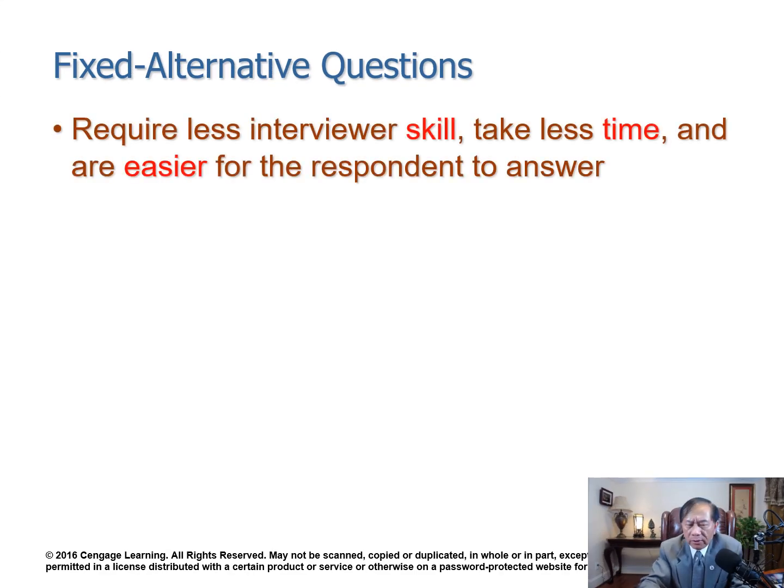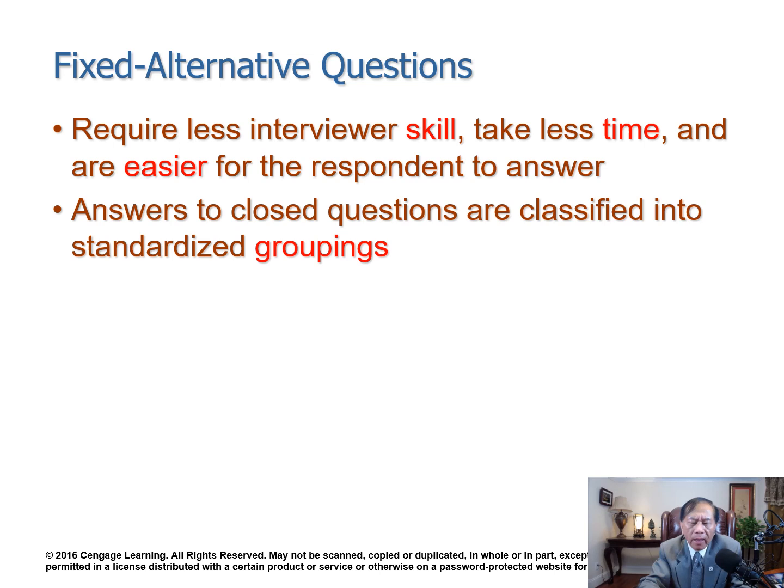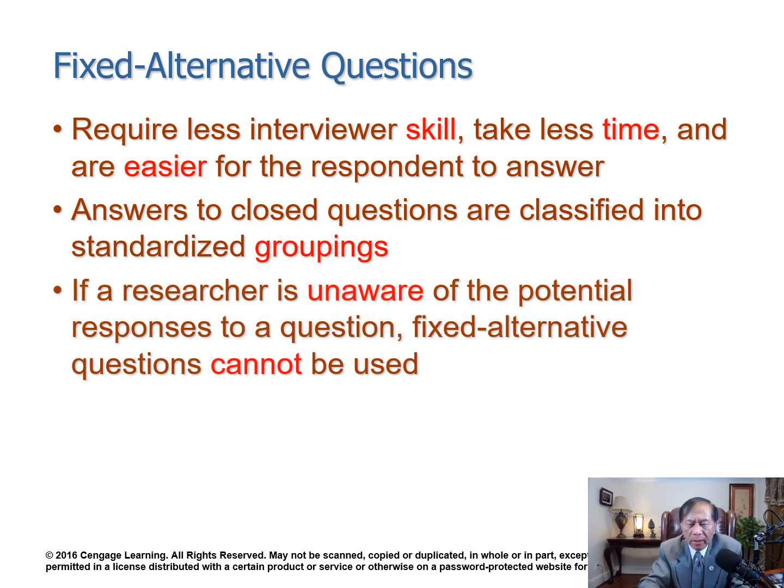Fixed alternative questions. Fixed alternative questions require less interviewer skills, take less time, and are easier for the respondent to answer. They just have to choose. Okay? Answers to closed-ended questions are classified into standardized groupings. Okay? If a researcher is unaware of the potential response to a question, fixed alternative questions cannot be used. You must be aware of the potential responses. You must know what might be answered. Okay, you better have good understanding of the nature of the question and all possible answers.